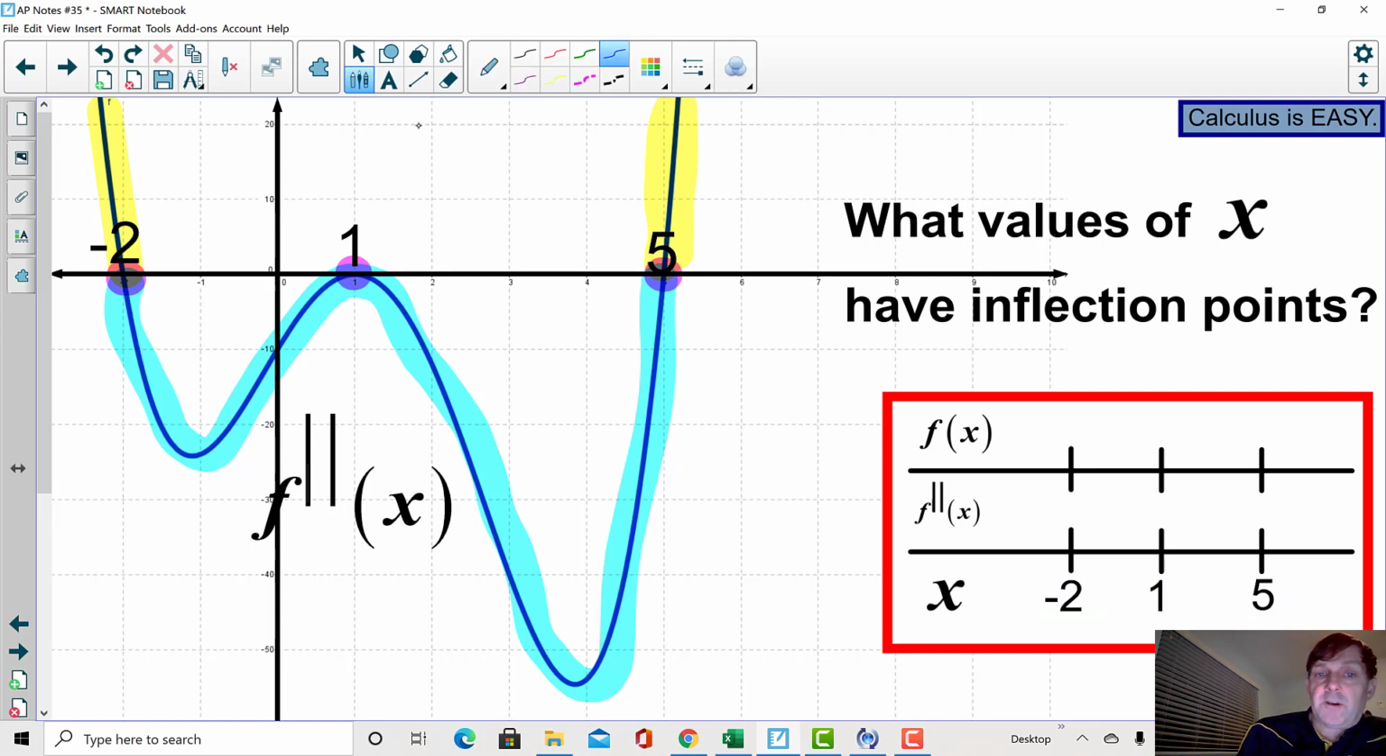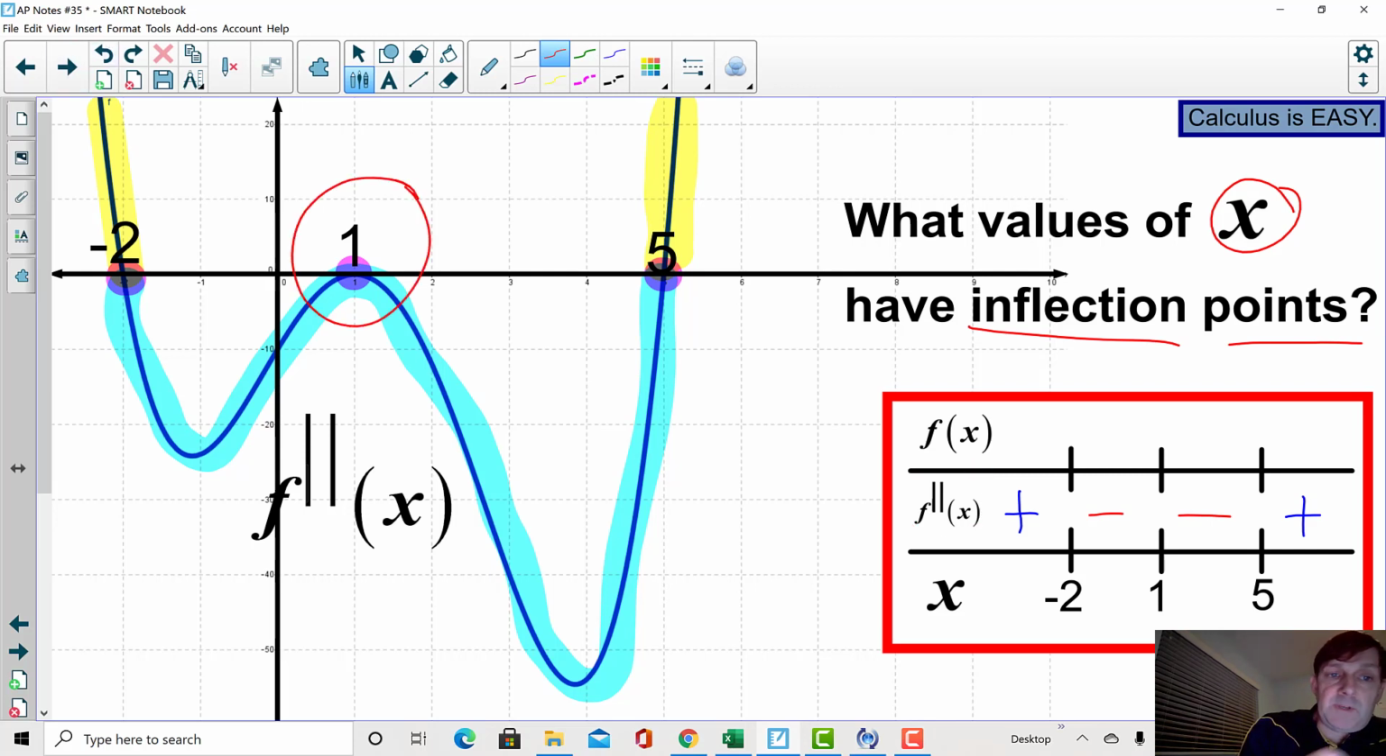Now let's fill out our chart. Our second derivative is positive before you get to -2 and after x equals 5. Our second derivative is negative in between. Again, we're looking for the x values for the inflection points of the original function. So we need our second derivative to change signs.